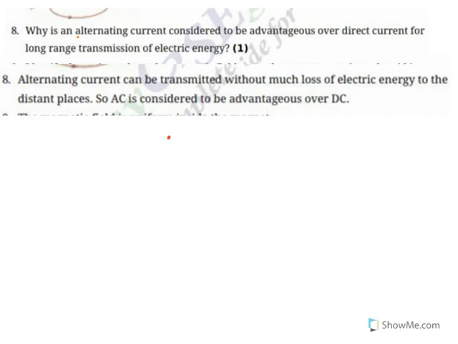Why is an alternating current considered to be advantageous over a direct current for long range transmission of electric energy? Alternating current can be transmitted without much loss of electrical energy to a distant place, hence it is advantageous. So the advantage is that with AC current, there is less loss during transmission than with DC current.